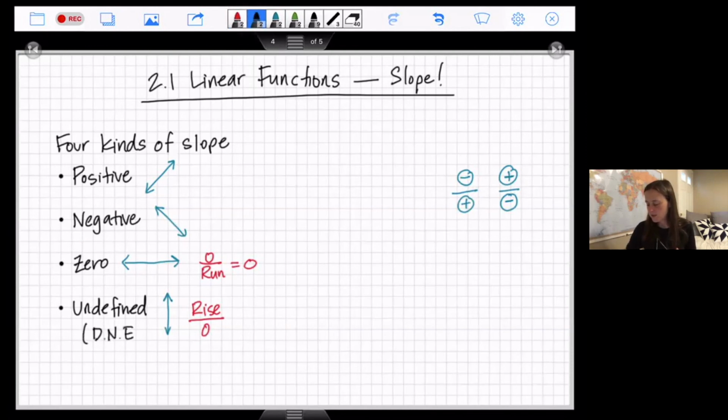And we say the phrase so often, does not exist, in calculus that we use this abbreviation frequently, DNE, for does not exist. All right, so in the next video, we're going to talk about how to find equations that represent all these different kinds of lines.